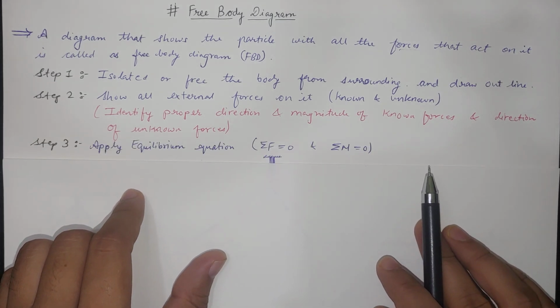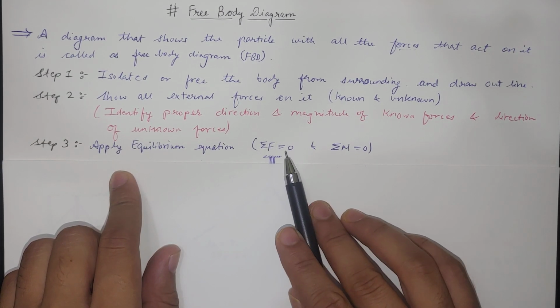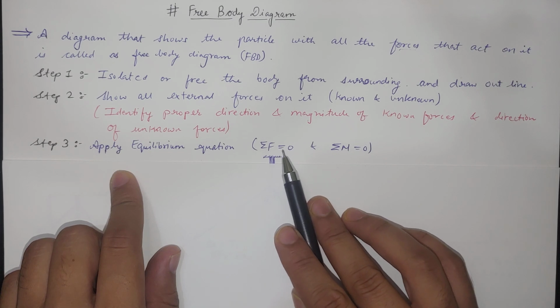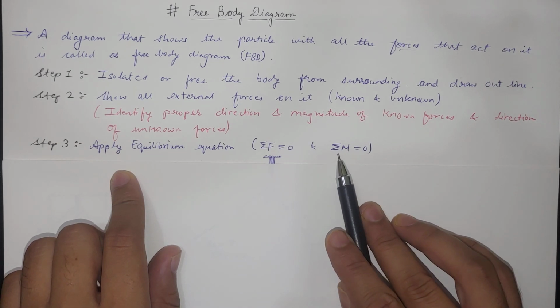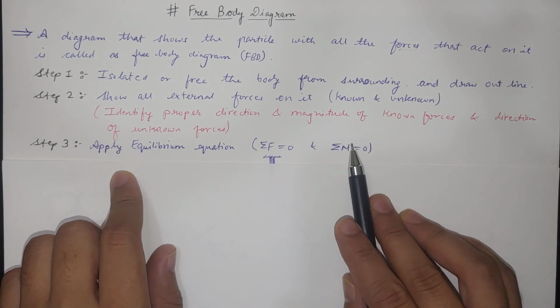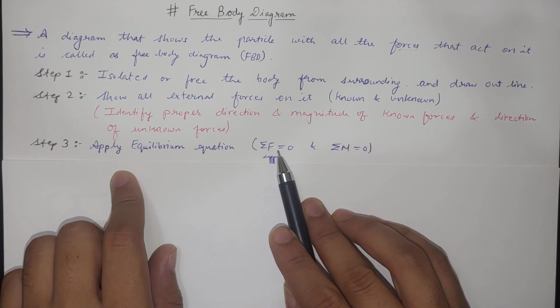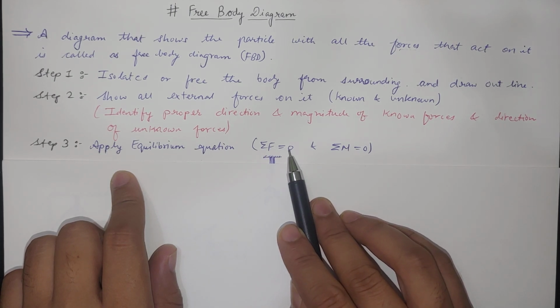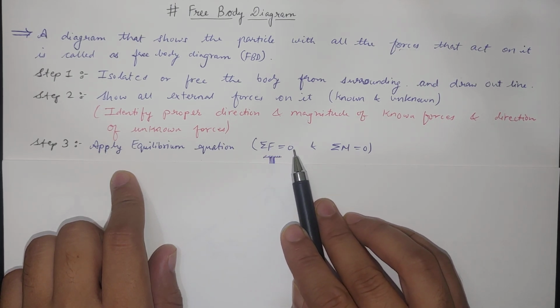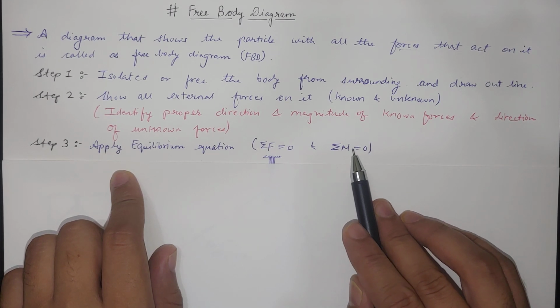After that, we have to apply the equilibrium equations, which are summation of F equal to 0 and summation of moment equal to 0 in all three directions. That means summation of Fx equal to 0, summation of Fy equal to 0, and summation of Fz equal to 0. Similarly, three equations for moment.